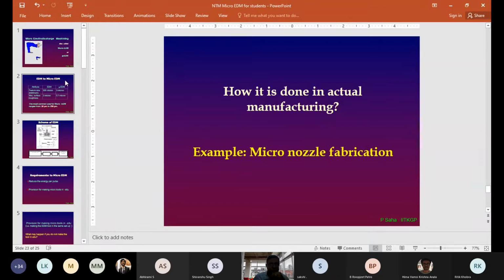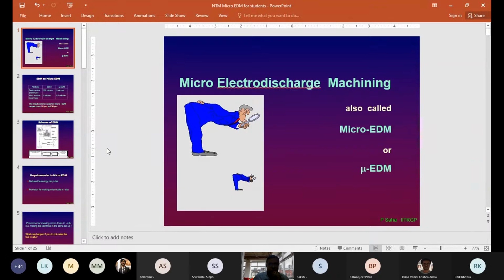So last class we started talking about micro EDM, or micro electrodischarge machining, and how miniature components can be manufactured through this technique. Micro EDM.